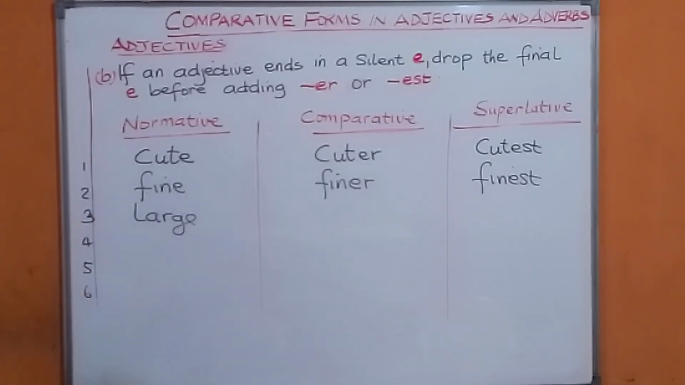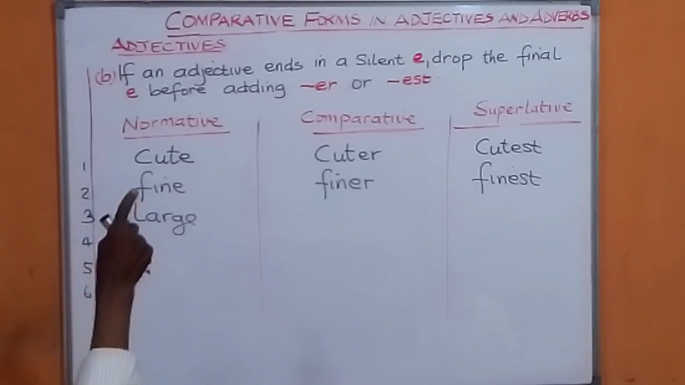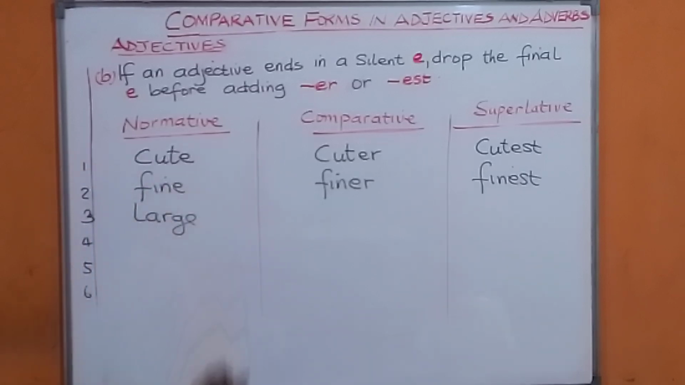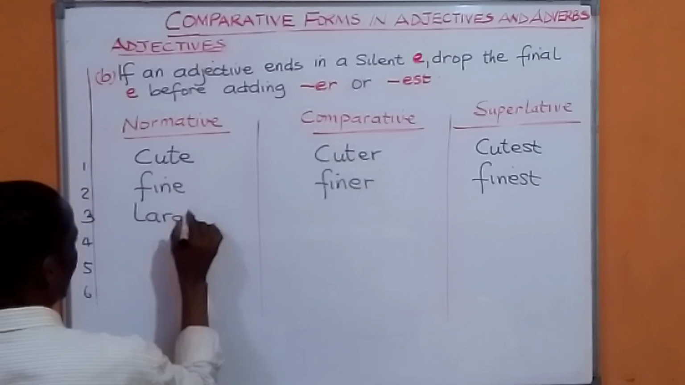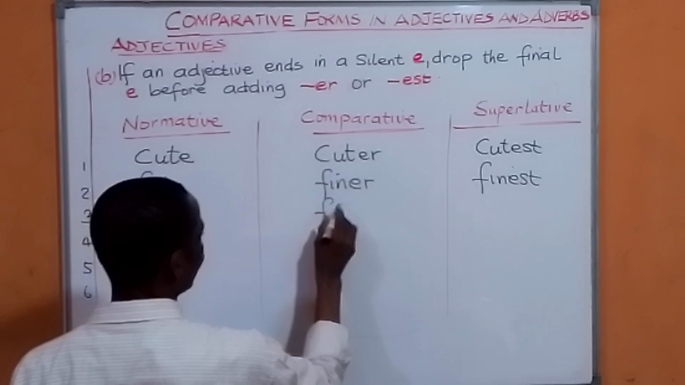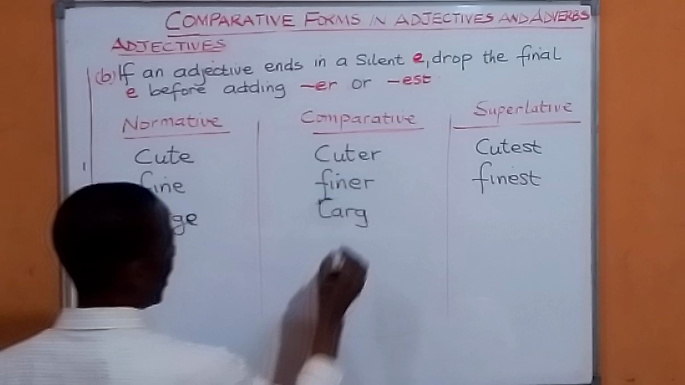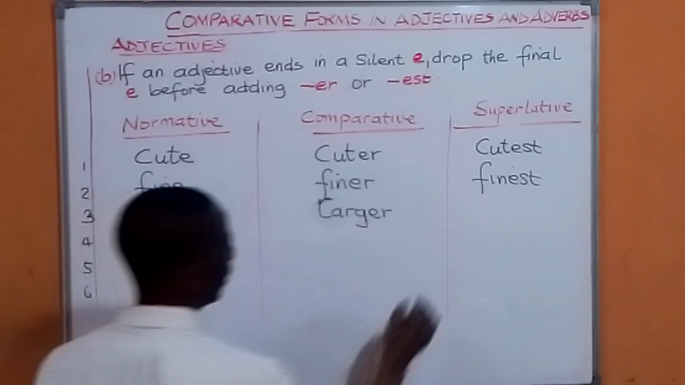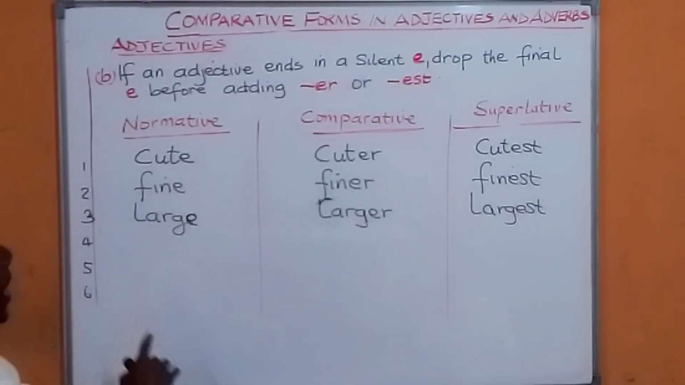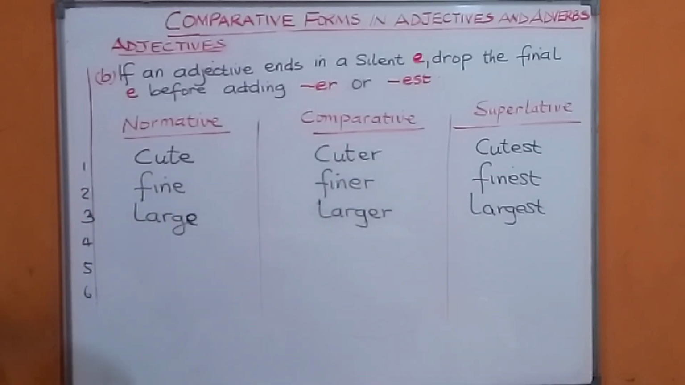Let's go to the word large. Number 3. Large. Remember the rule: if an adjective ends in a silent E, drop the final E before adding ER. So we are going to drop the final E here because the word is large. The E is silent, so we drop the final E there. L-A-R-G. And then we put ER. Larger. And then we have the same thing, largest. So we have large, larger, largest. Okay?